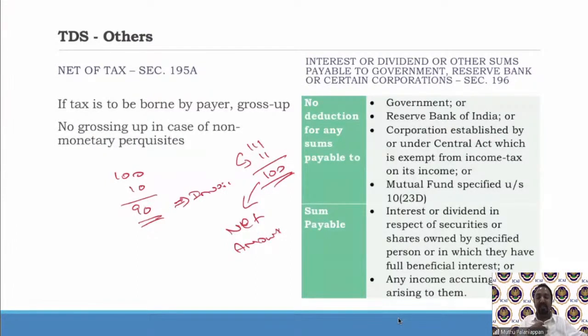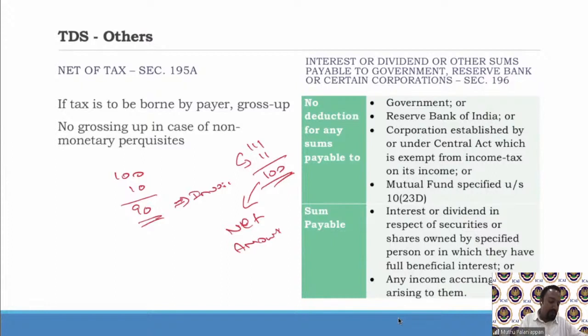So basically TDS is borne by me, and I do a mathematical calculation to arrive at it. Please don't confuse this concept of gross up. Gross up actually refers to this net amount being considered as the after-tax amount, so I do a backward calculation to arrive at that amount. That is what the gross up portion is. Please don't ask me questions on gross up because it is not at all relevant, but for theoretical purposes, just understand.